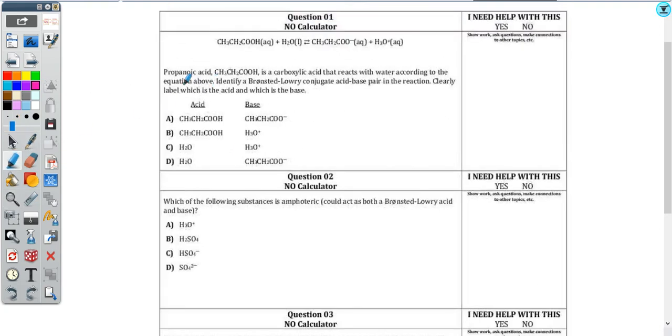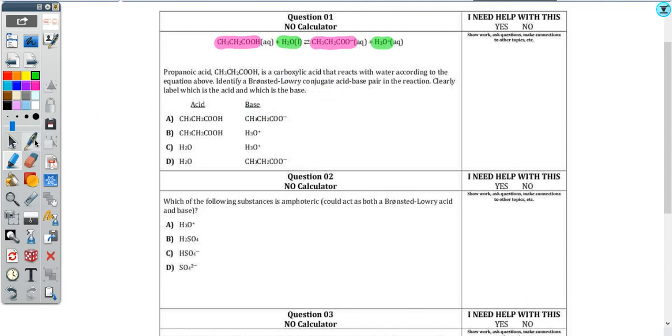The easiest way to do that is just to pick one of the things and identify the thing on the product side that differs by one hydrogen ion. In this case, it's going to be the propanoate ion. And then do the same thing with the other item, in this case, water. It's going to differ by one hydrogen ion to make hydronium.